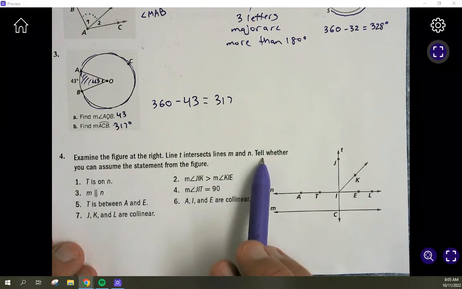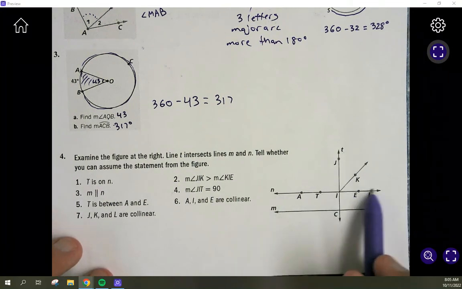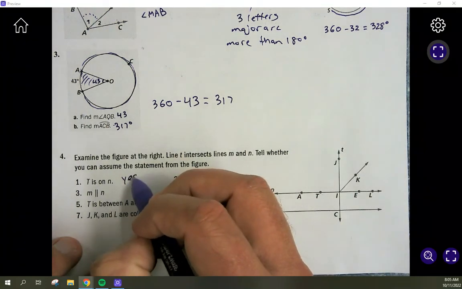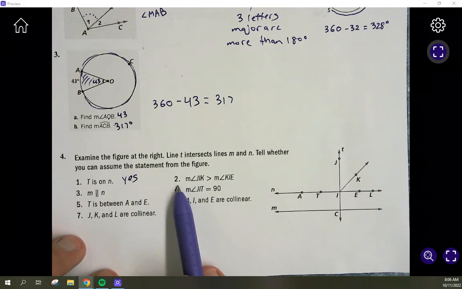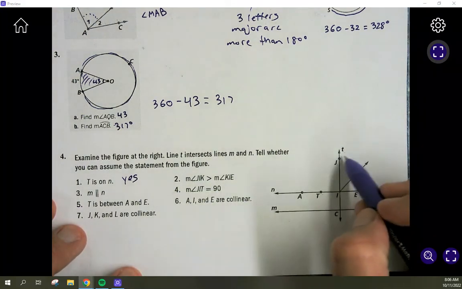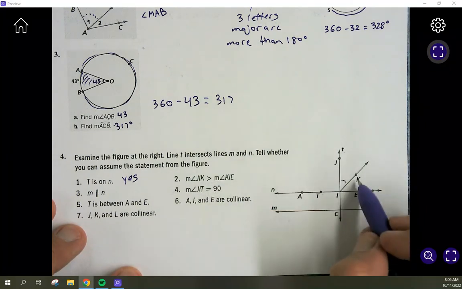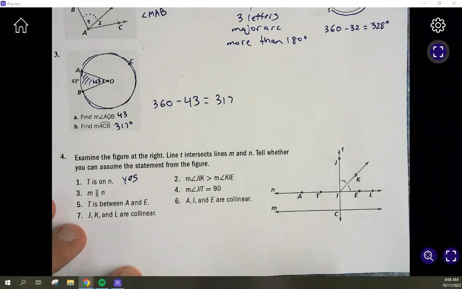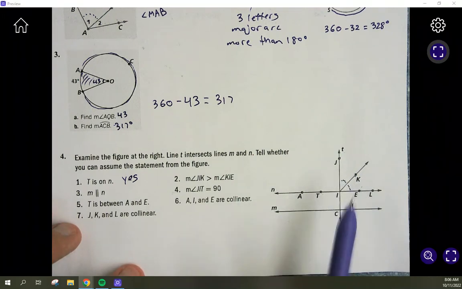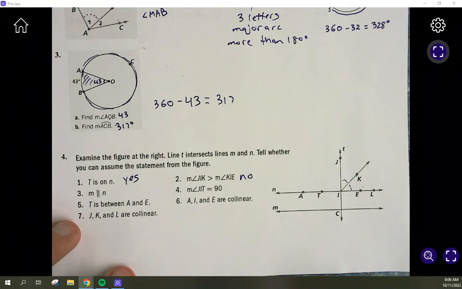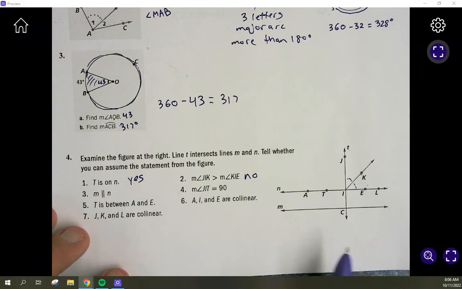Okay, number 1, tell whether you can assume the statement from the figure. Can we assume that point T is on line N? Yes. That's fair. That point is on line N. Just by looking at the picture, I'm allowed to assume that. Number 2, the measure of angle JIK, so this measurement in here, is greater than the measure of angle KIE. So just looking at the picture, I don't have any measurements given to me. Am I allowed to assume that this is bigger than this? No. You cannot assume that. Even if it looks like it, kind of, it's not good enough. Okay, we have to know for sure.